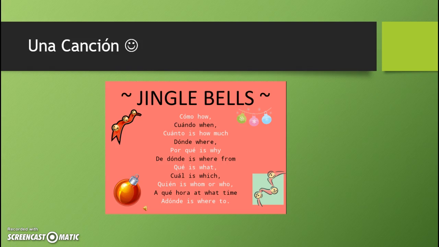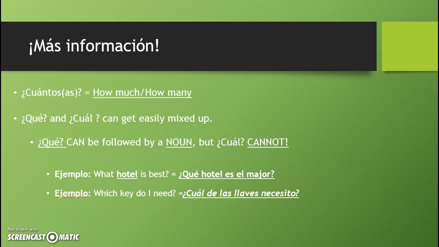All right, excelente. So again, that might help you to remember all those question words if you put it to the tune of Jingle Bells. Más información. A little more information before we wrap up with this nota gramatical. ¿Cuántos and cuántas? That one wasn't in our song that we just had, but remember that's the plural form of cuánto. So this is how much or how many.